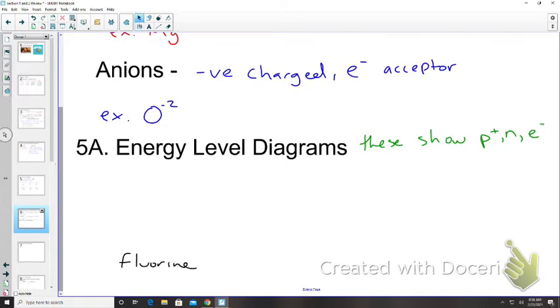Okay, so fluorine from the periodic table. I see some of you guys have them out. It's over here. Brody, can you read from here? Yeah, it's tough. Okay, I know. I have bad vision too.